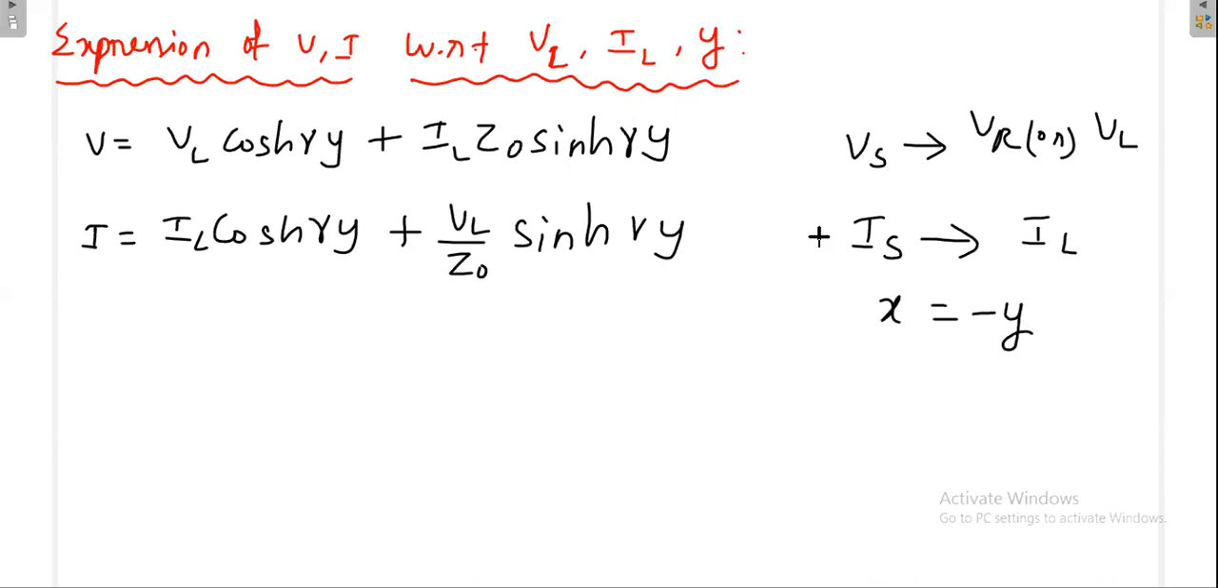Already you know the equations with respect to Vs and Is. In that equation, instead of Vs, you put VL, instead of Is, you put IL, instead of X, you put minus Y. Then you'll get this equation. Again, no need to remember this equation. Just for derivation purpose, I am writing all this equation.